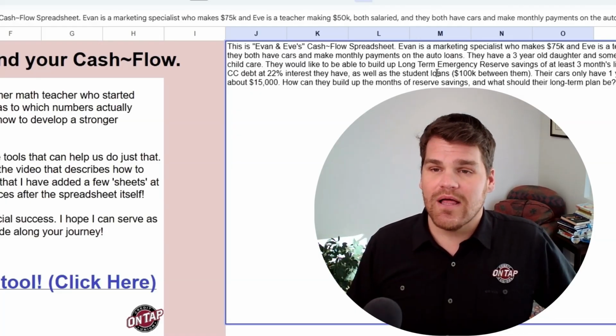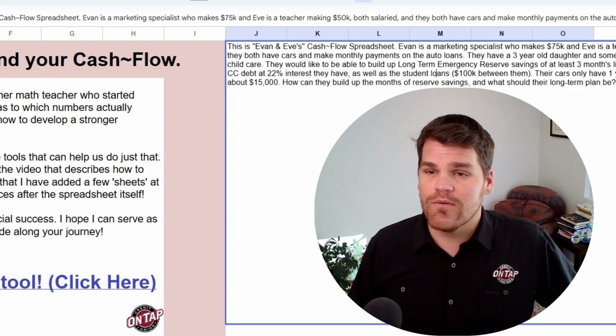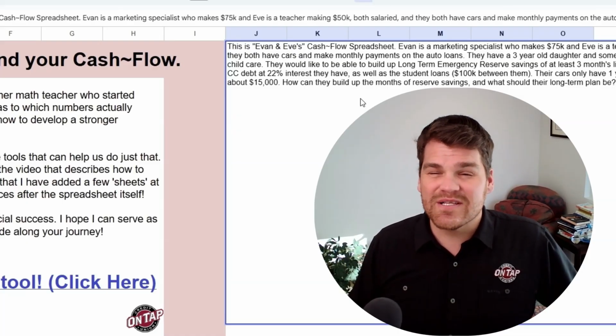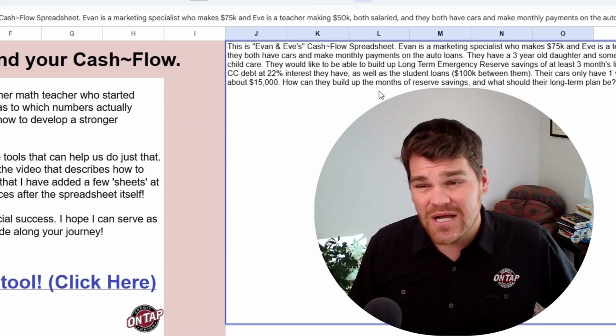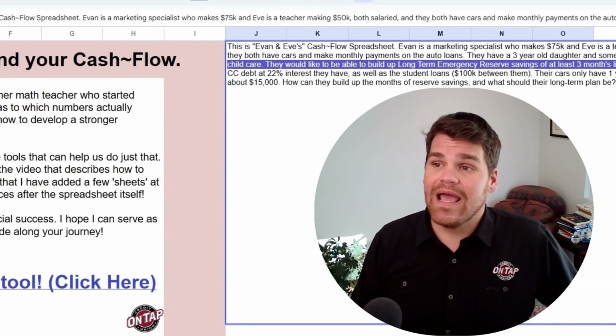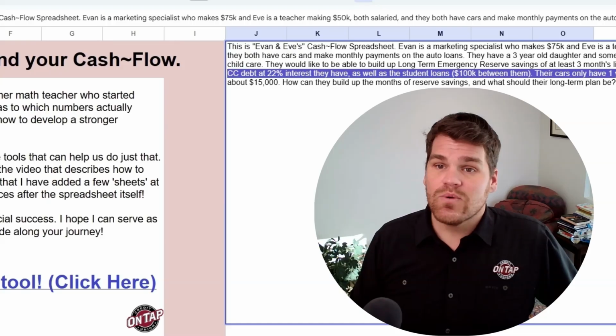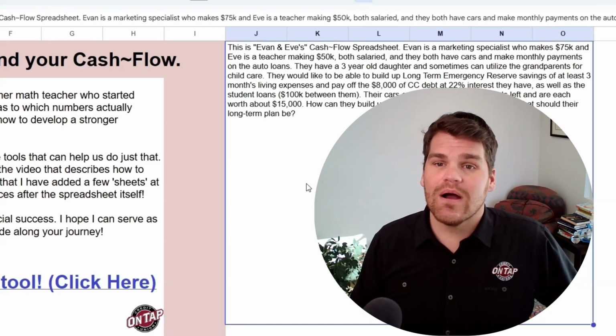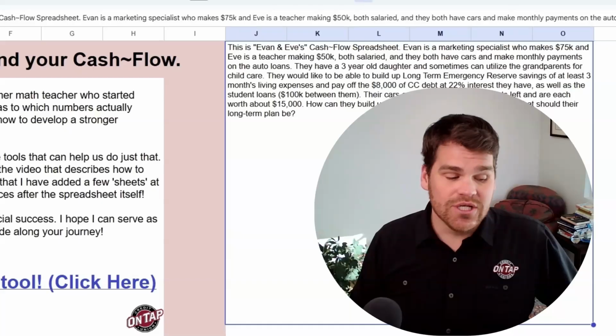There's lots going on in their lives, right? They both have cars. They make auto payments. They have a 3-year-old daughter. They can utilize grandparents for childcare sometimes, but they still pay for childcare sometimes. They have credit card debt of $8,000 at 22% interest. And they also have some student loans that they would like to pay off. So they're trying to figure out what their long-term strategy should be.